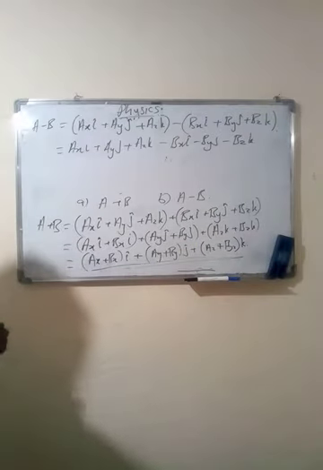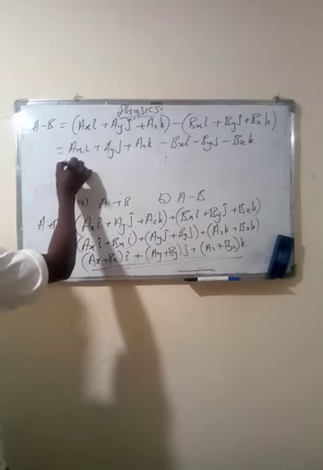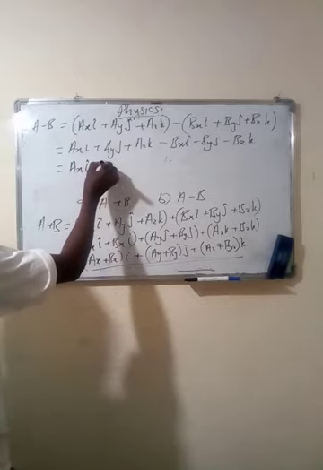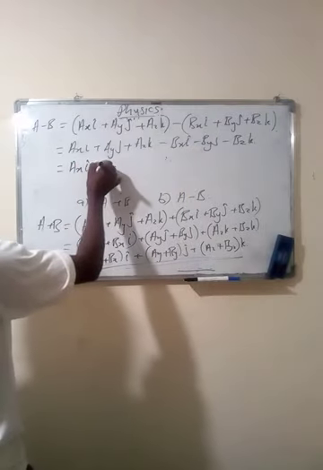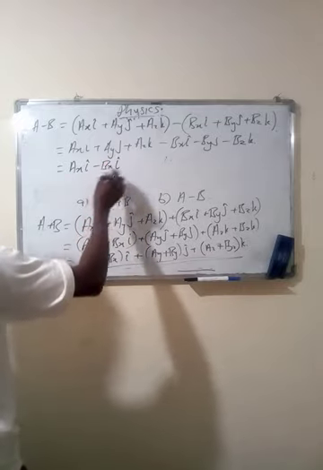Then, as usual, we get the components together. For the x component, we're going to have AxI minus, because it's coming with a negative, minus BxI.